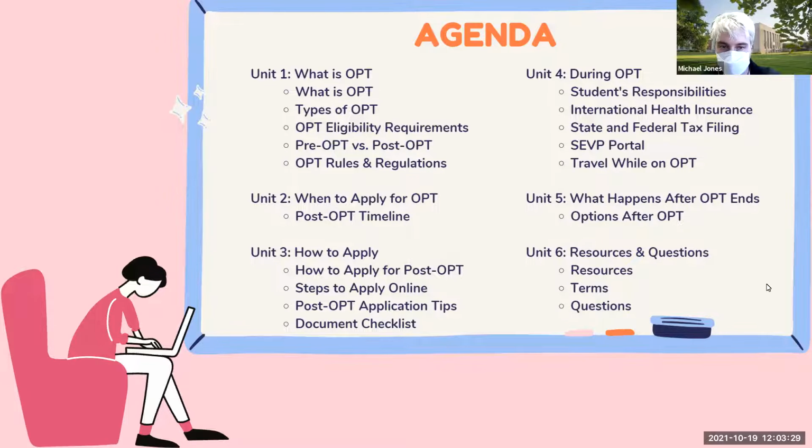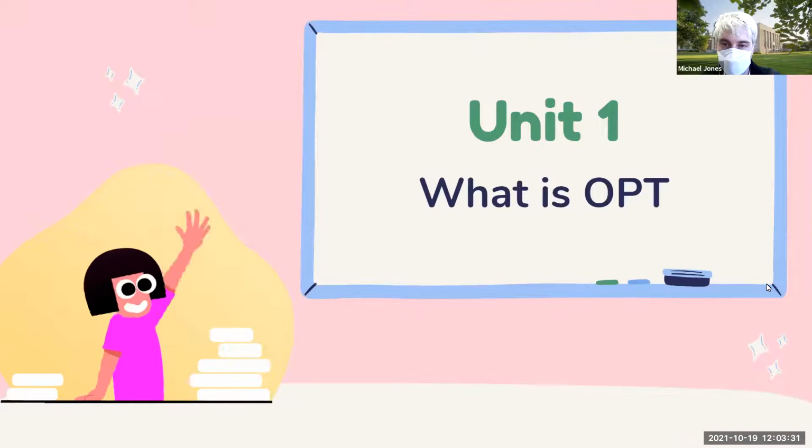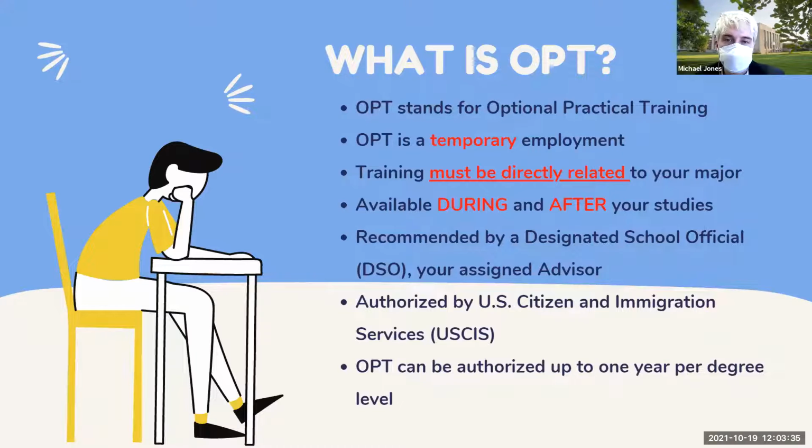Let's get started. So Unit 1, what is OPT? OPT stands for Optional Practical Training. It is temporary employment. That means you're only going to be able to work for a short time; it's not going to be ongoing. You're not going to be able to keep working on OPT. You'll only have a set period of time.